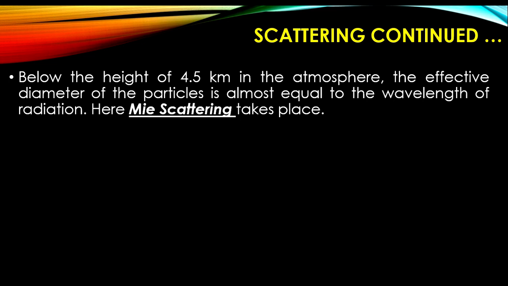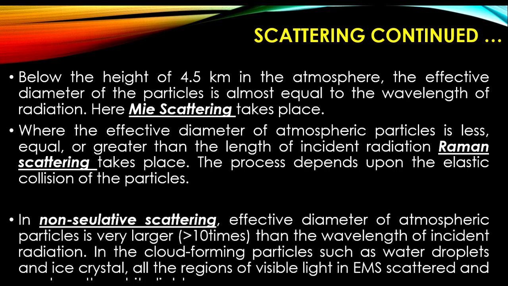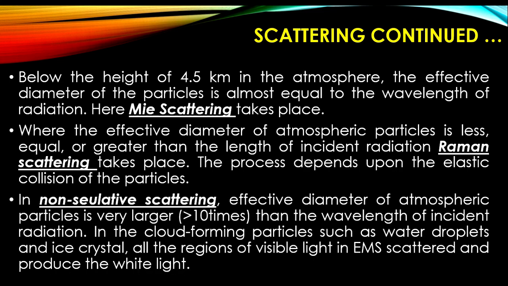Below the height of 4.5 kilometer in the atmosphere, the effective diameter of particles is almost equal to the wavelength of radiation. Here Mie scattering takes place. Here the effective diameter of atmospheric particles is less than, equal to or greater than the wavelength of incident radiation. Raman scattering takes place. The process depends upon the elastic collision of the particles.